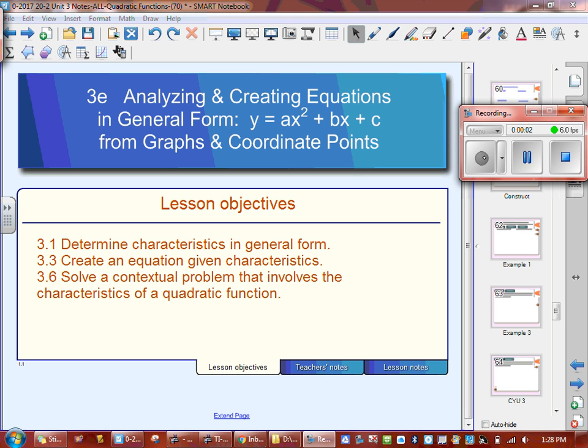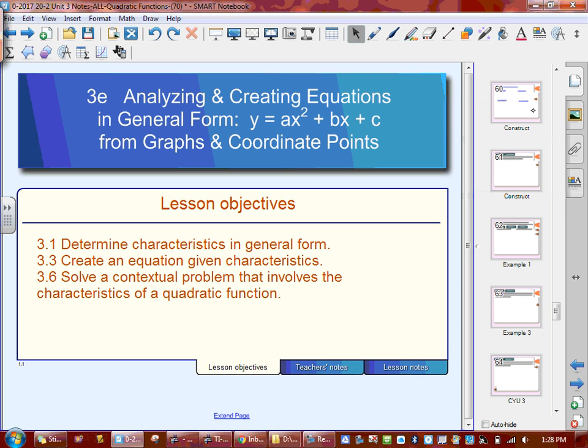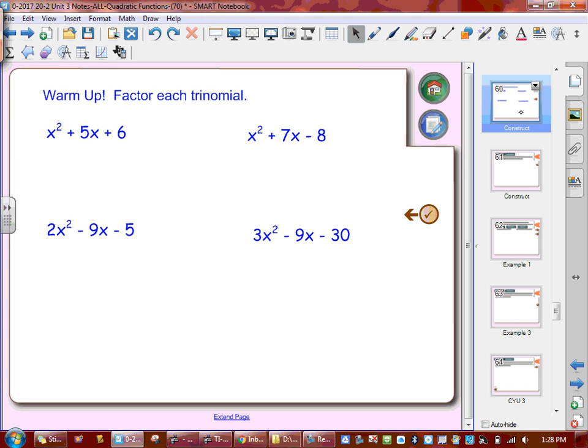Okay, this is lesson E. We are now going to create equations in general form. Again, solving for A from graphs and coordinate points. So, first thing we're going to take a look at is some factoring. We're just going to remember how to factor because we love to do factoring.